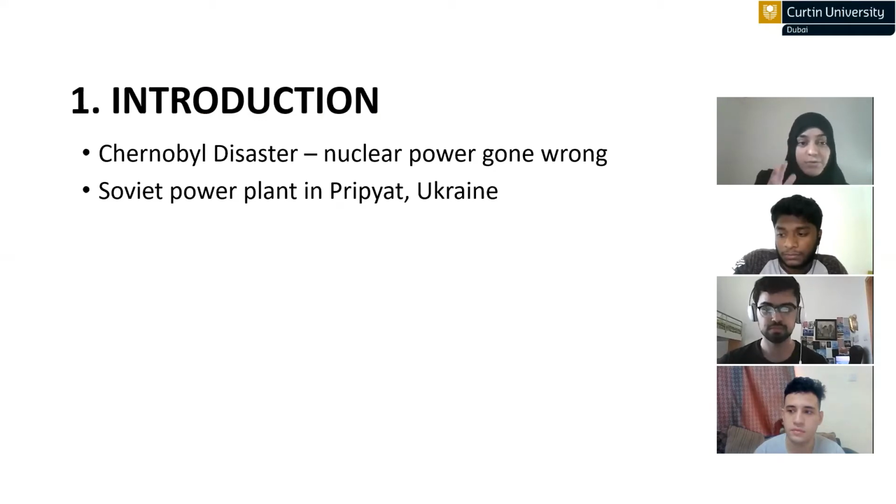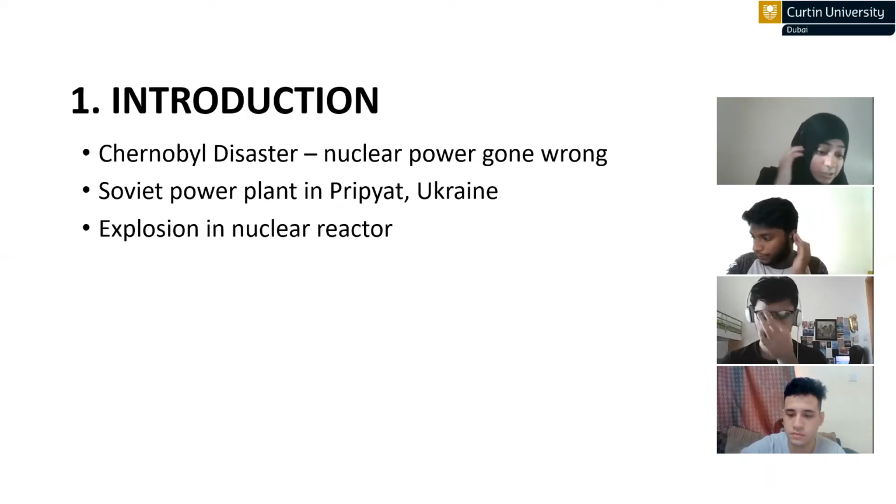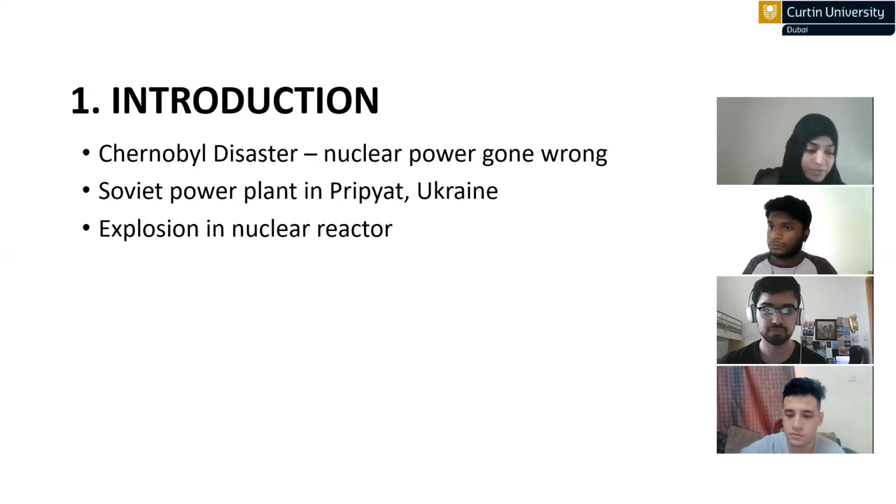In essence, it was a Soviet power plant in Pripyat, Ukraine. It was based in the north of Ukraine, and around 10% of the country's power supply came from here. 6,000 people worked in this power plant every day, and their daily exposure to radiation was actually considered safe. Until 1986, one day, an explosion happened in one of the reactors. This released a massive radioactive cloud, which covered all of Europe and went as far as Canada.